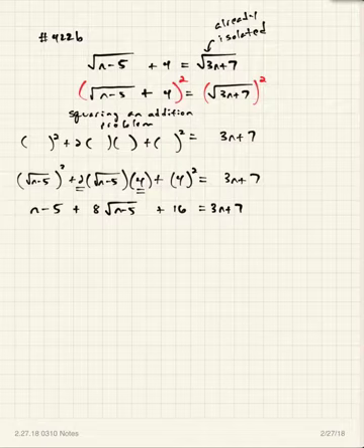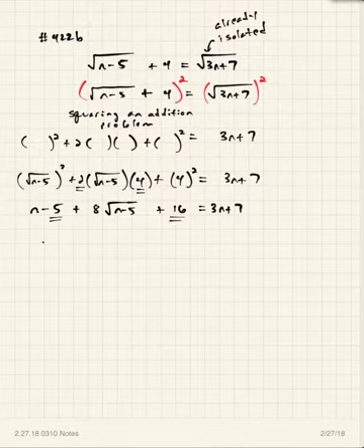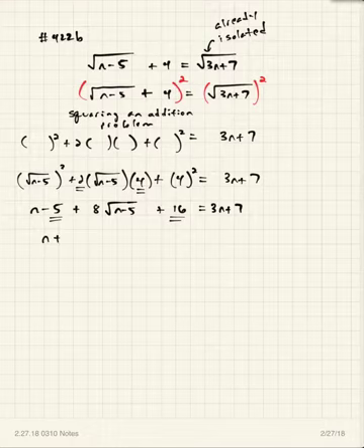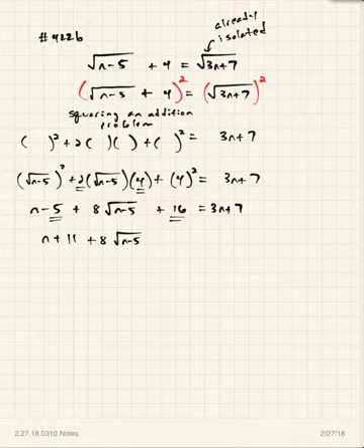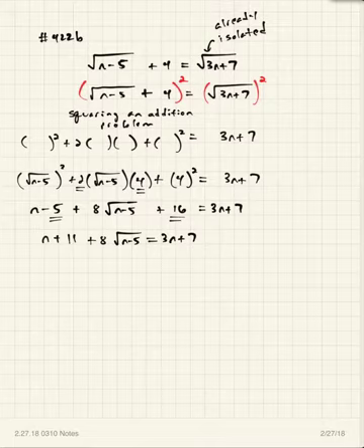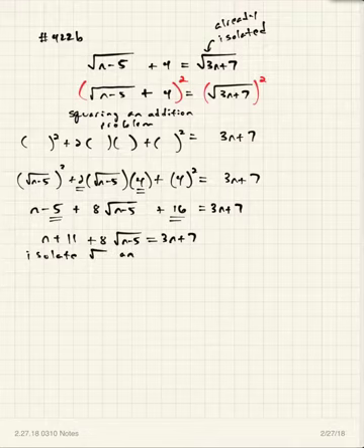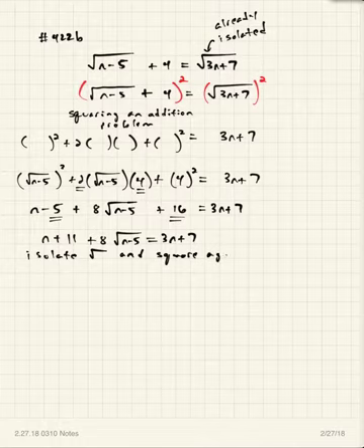So this is going to be pretty gross here. Let's see, you've got some like terms here. The negative 5 and the positive 16 is going to be plus 11. So you have n plus 11 plus 8 times the square root of n minus 5 equals 3n plus 7. And now I isolate and square again. Isolate the square root and square again, because I still have a square root in the equation.